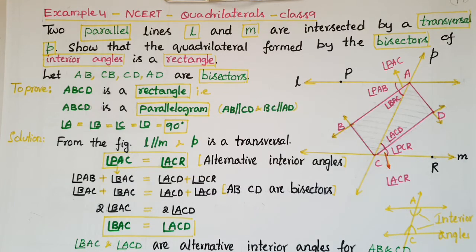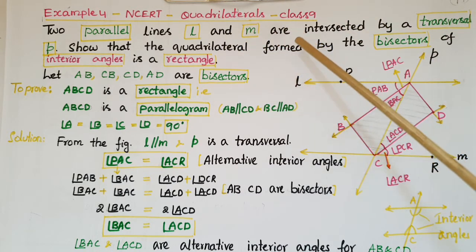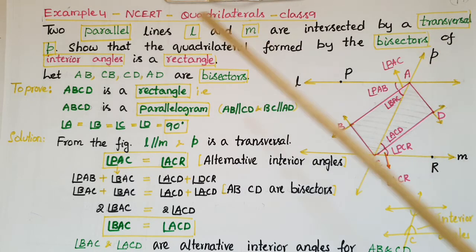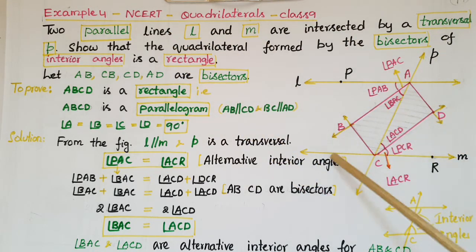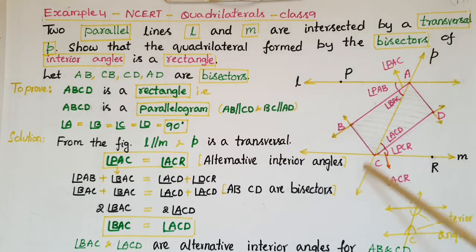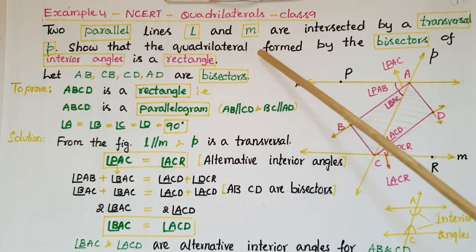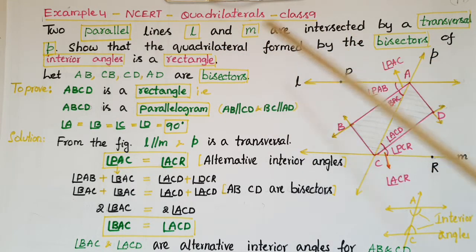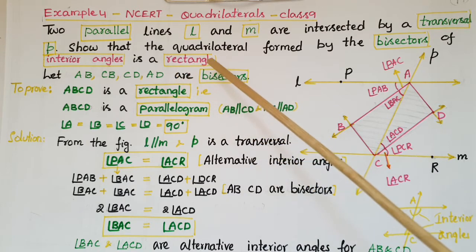Hello everyone. Today I am going to tell the solution of example 4 from NCERT Quadrilaterals chapter class 9. Two parallel lines L and M are intersected by a transversal P. So here L and M are parallel lines and P is the transversal line. Show that the quadrilateral formed by the bisectors of interior angles is a rectangle.